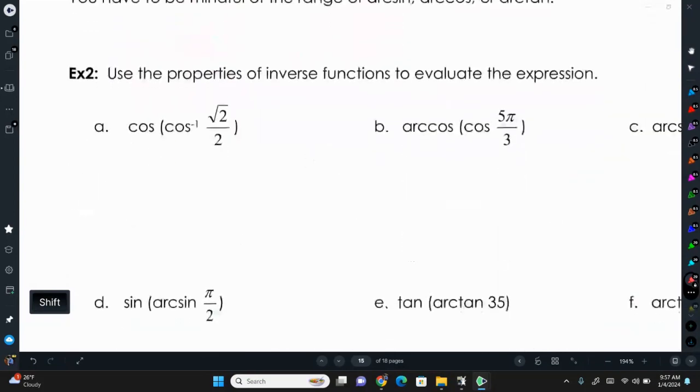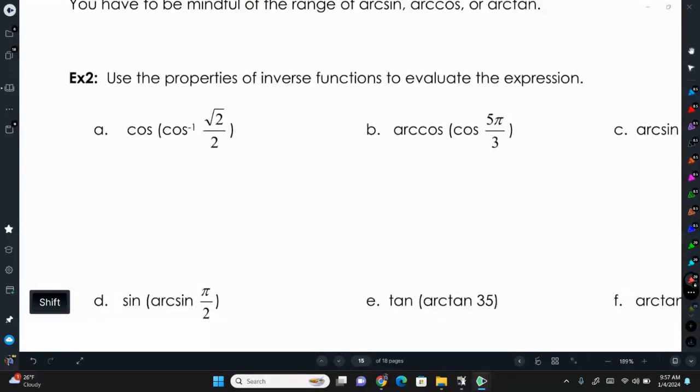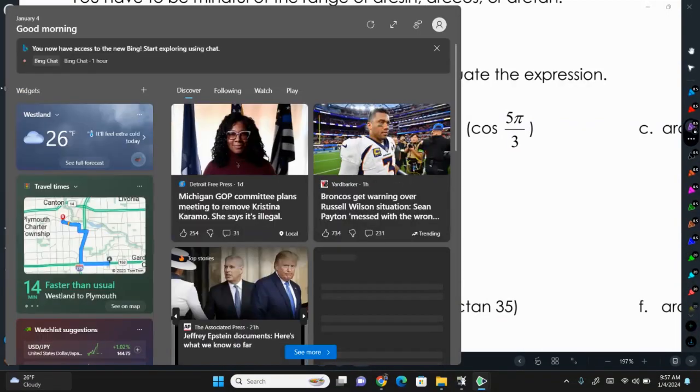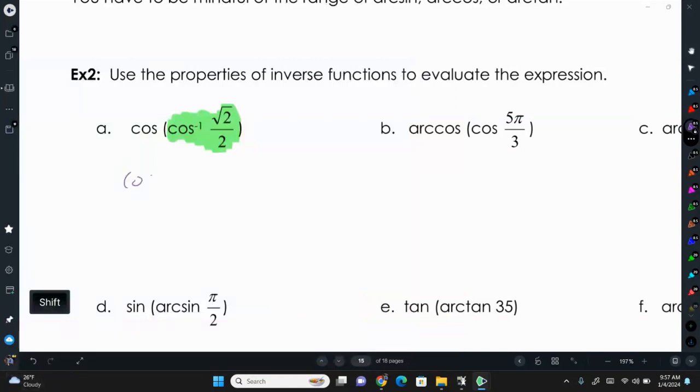So let's look at these examples here. Example 2, it's the cosine of the inverse cosine of the square root of 2 over 2. Now, you can do it one step at a time. You can say, okay, when is cosine square root of 2 over 2? Well, that's at pi over 4. So this becomes the cosine of pi over 4, because those equal the same thing. And the cosine of pi over 4 from our unit circle is the square root of 2 over 2. So you see this one, you could have just canceled them out.